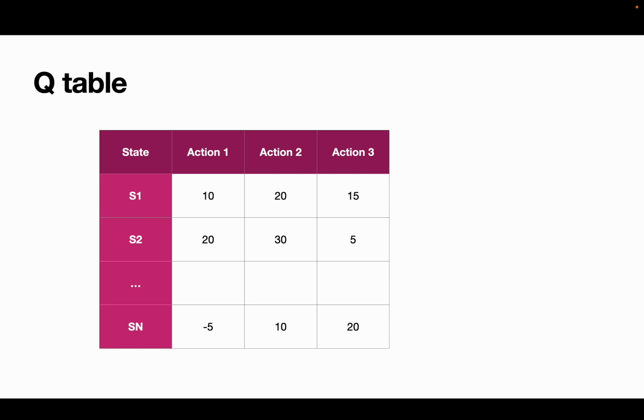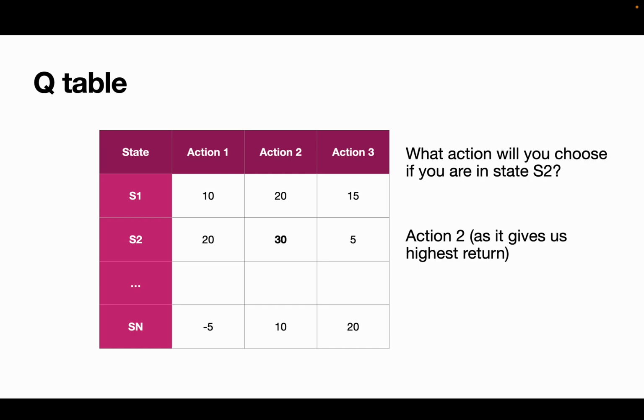Now let's say that we are in state S2. What action do you think we should be taking based on this table? Our goal is to maximize the expected discounted reward, which is being captured by the Q table. The Q table stores pairs of state, comma action. For the state S2, what action will maximize Q of S2, comma A? Action 2. So action 2 will give us the highest return, and we should be choosing that.